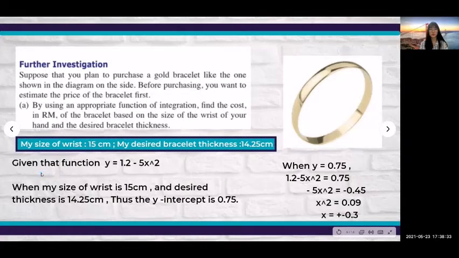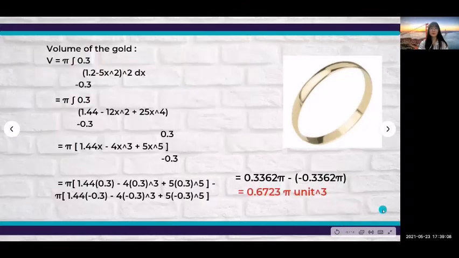So when my size of the wrist is 15 cm and my discrete thickness is 14.25 cm, thus my y-intercept is 0.75 cm. When y equals 0.75 cm, 1.2 minus 2x squared will equal 0.75. Finally, the x we can get is positive and negative 0.3. For the volume of the gold, the x values now are 0.3 and negative 0.3.